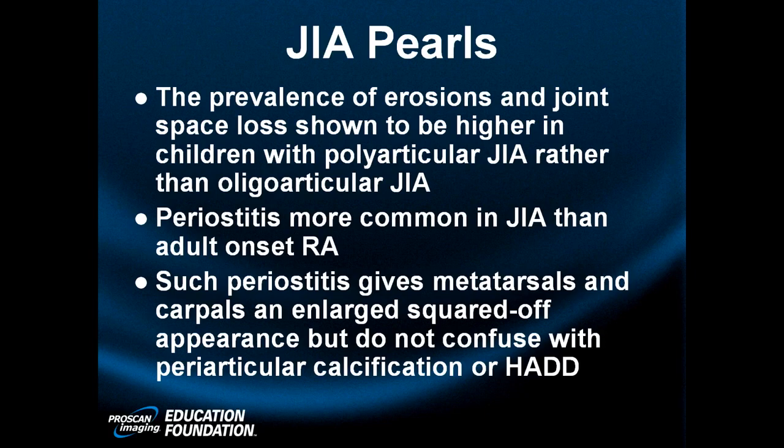The prevalence of erosions in joint space loss is higher in children with polyarticular JIA than oligoarticular. So if you've got more than 3 or 4 joints involved, 5 joints, then they usually will have more erosive disease and a more grave prognosis. Periostitis is more common in JIA than adult onset RA. And this periostitis may give the bone a very thick appearance on plain film, so the bone almost looks squared off. It resembles calcific deposition that can be seen in hydroxyapatite deposition disease or HAD.